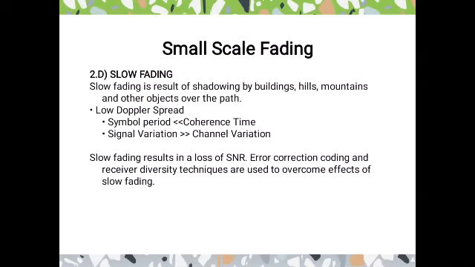Then we go to slow fading. Slow fading is the result of shadowing by buildings, hills, mountains and other objects over the path, with a low Doppler spread. When the symbol period is lesser than the coherence time, or signal variation is greater than channel variation, we will have slow fading. Slow fading results in loss of SNR. Error correction, coding and receiver diversity techniques are used to overcome the effects of slow fading.